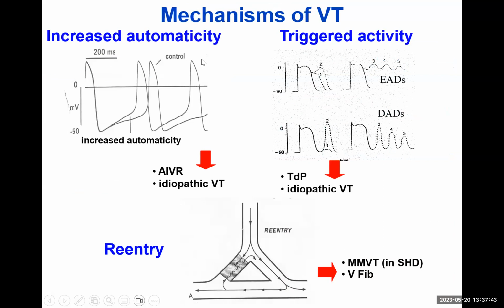The mechanism of ventricular tachycardia is the same as the mechanism of any tachycardia. It could be impulse formation issues like increased automaticity or triggered activity, early or delayed. Increased automaticity is typical for accelerated idioventricular rhythm or idiopathic VTAC. Triggered activity is typical for torsade or idiopathic ventricular tachycardia. Re-entry, which is the most common, is a conduction issue leading to tachycardia. Monomorphic VT is the typical example, and VF is another example.